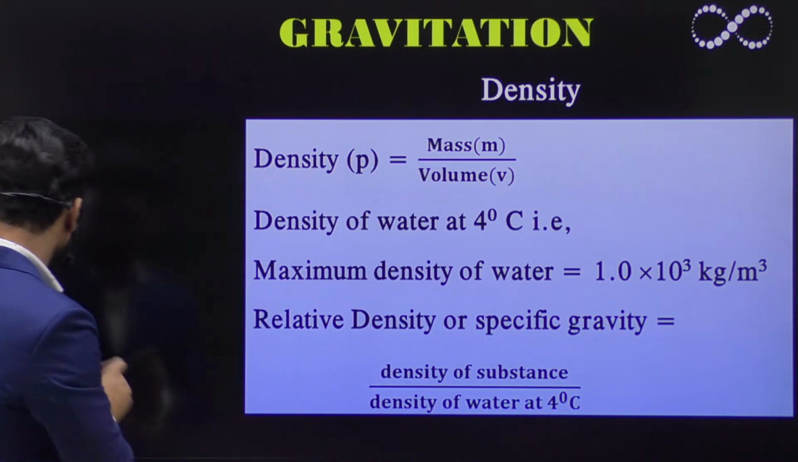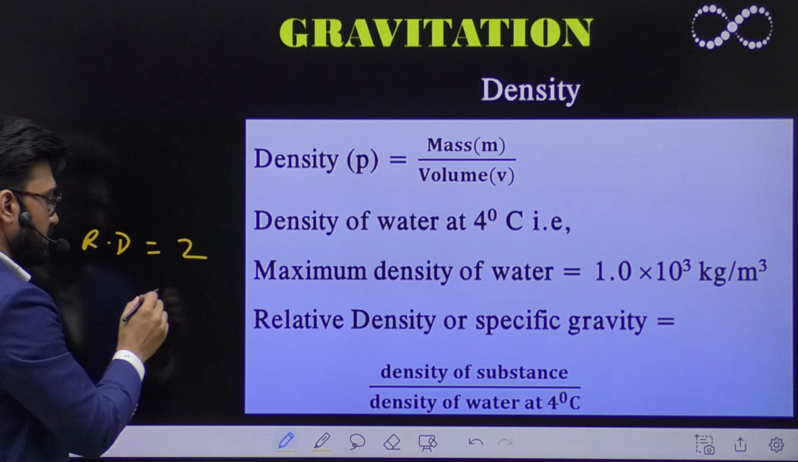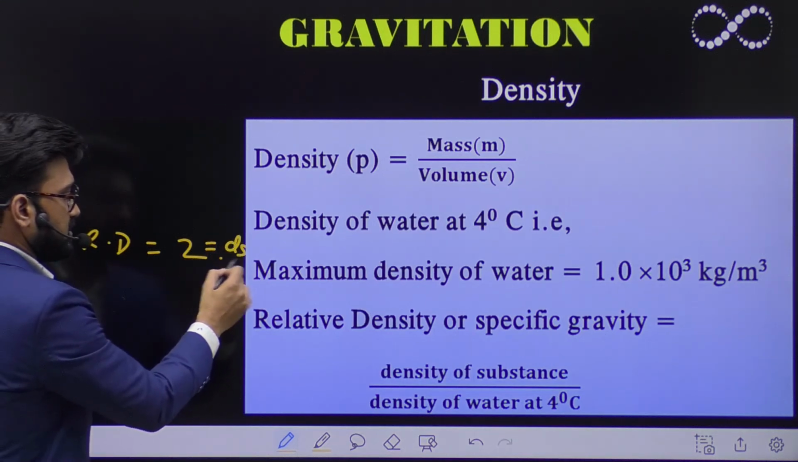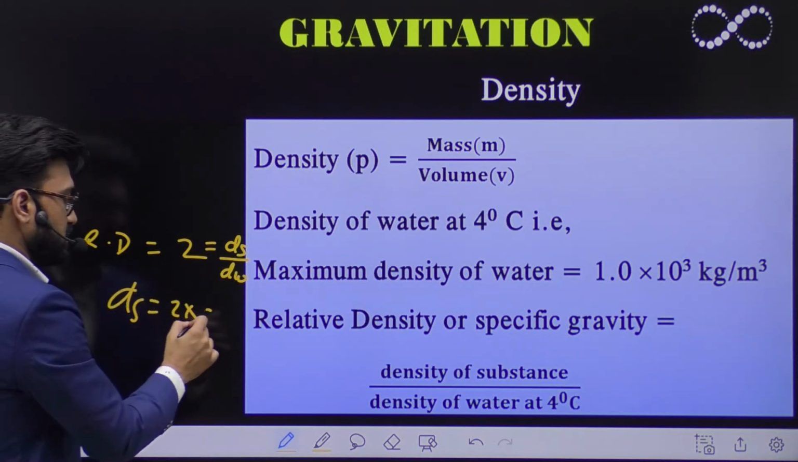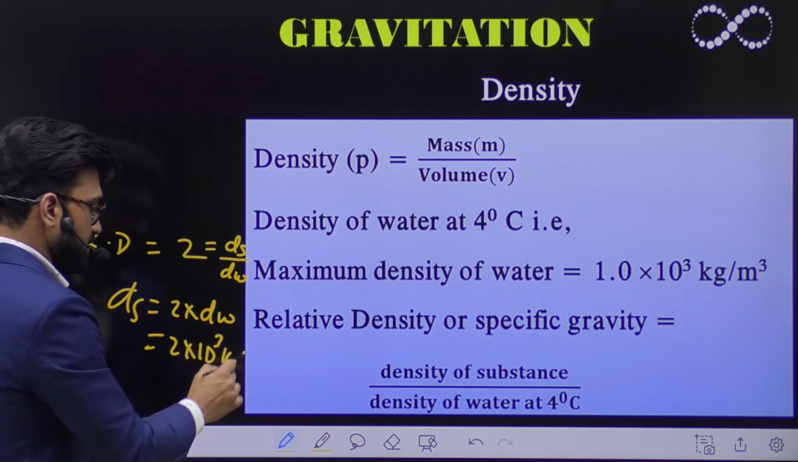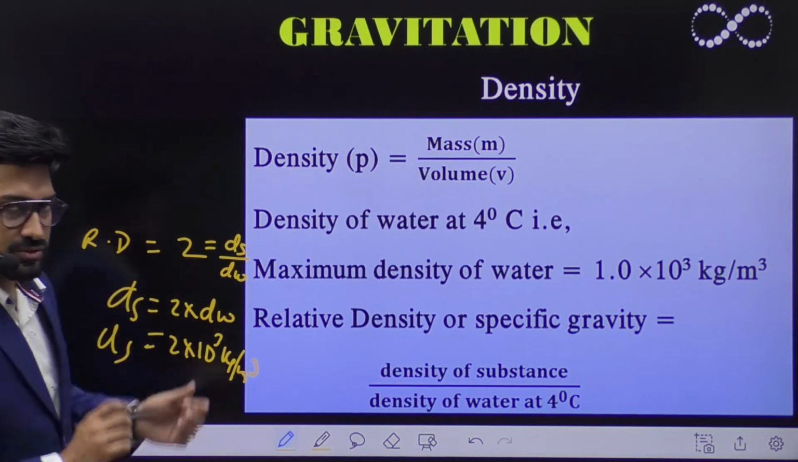Suppose a body has a relative density of 2. Its relative density is nothing but the density of the substance divided by the density of water. So the density of the substance is 2 × the density of water, which would be 2 × 10⁻³ kg per meter cube. This would be the density of a substance whose relative density is 2.